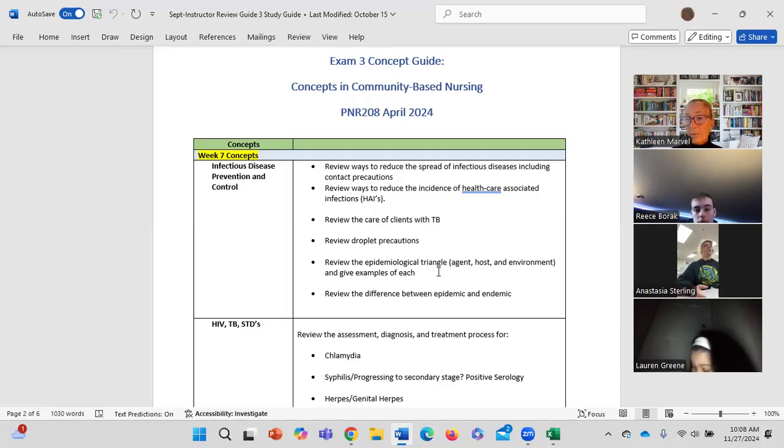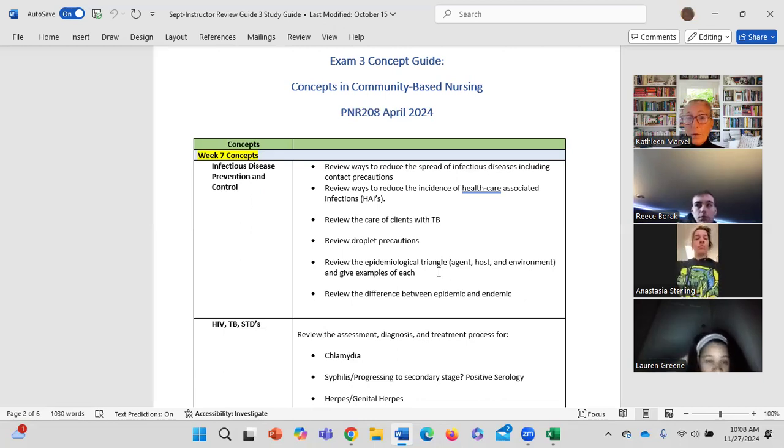Remember, the host is us. The host is the person. Right, right. And then certainly what the environment is. So we went through multiple scenarios in class. You know, the agent, is it COVID? Is it influenza? Is it an exposure to anthrax? Is it whatever it is? Okay, the host is us. Are we healthy? Are we compromised? Are we unhealthy? Do we have other comorbidities? Is our age a factor? Is our gender a factor?